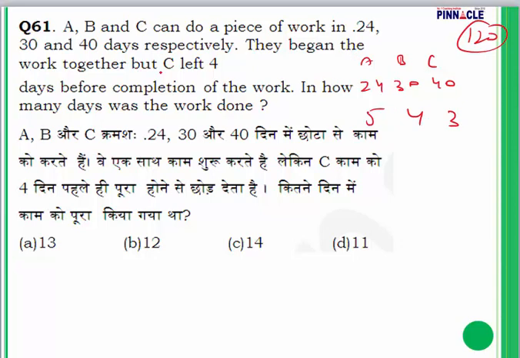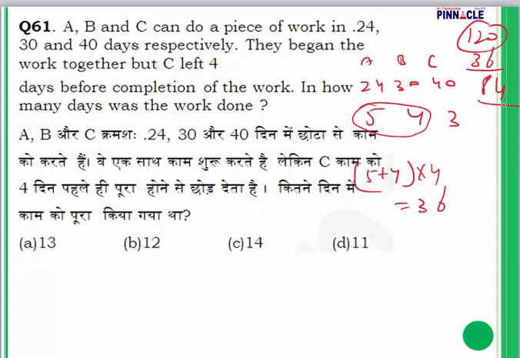They began the work together, but C left 4 days before completion of the work. It means A and B have done 4 days of work alone. It means 5 plus 4, 9 into 4, 36. If we deduct 36 from this, 84 units they have worked all together.